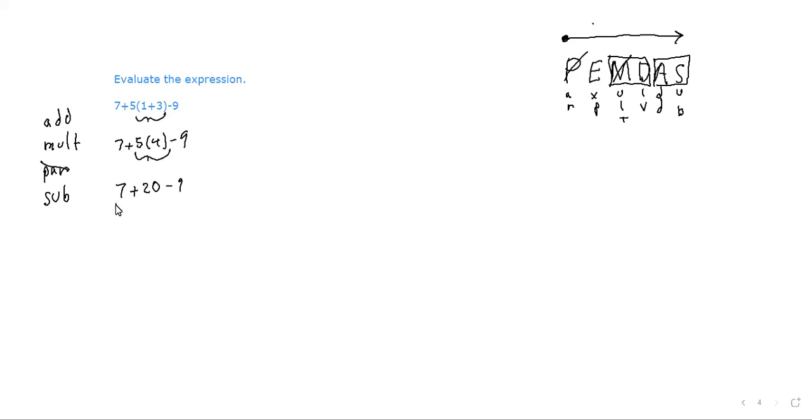So moving from left to right, we come across the addition, so we're going to do that first. We have 7 plus 20 is 27, minus 9. The last operations we did were multiplication and then addition, and now we're going to finally do the subtraction. So 27 minus 9 is going to be 18. And voila, this is our answer. This is the answer you must look for in your multiple choice options for this question.